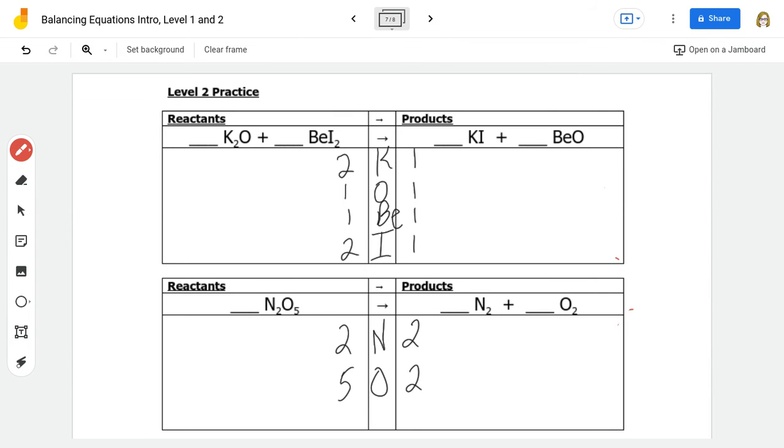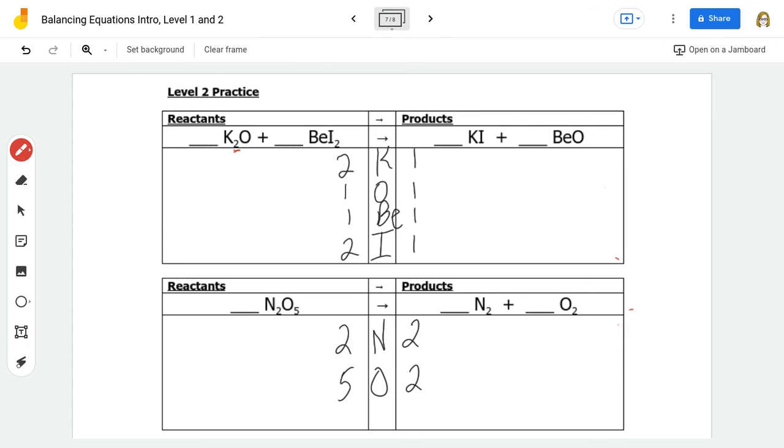This is the inventory method. I have already set up the elements down the middle and their starting inventories. So you probably want to pause your video and do the starting inventories yourself and then check with my starting inventories and make sure you got those right. Starting inventories are just going to come by using the subscripts that are given in the formulas.